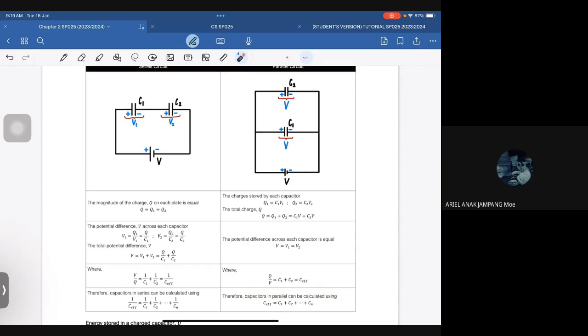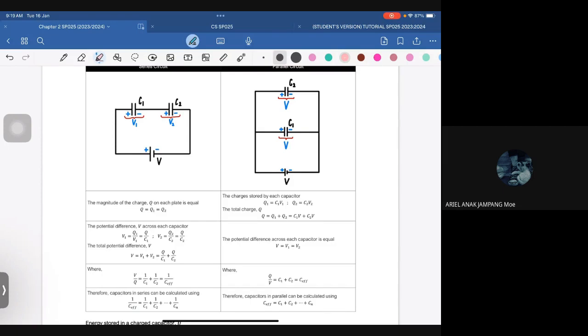Okay, and then for the characteristics of each of this, yang ini dia memang tidak bagi dalam exam ataupun formula sheet. Sorry, dia tidak bagi dalam formula sheet lah. Okay, so yang ini, these two characteristics here, kamu kena hafal sendiri. Okay, so what are the characteristics?